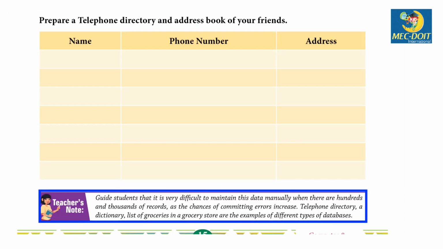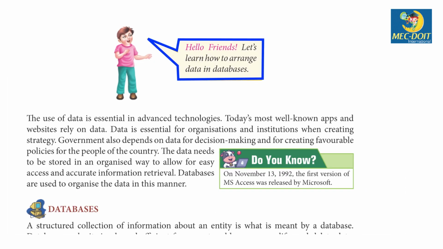Teacher's note: guide students that it is very difficult to maintain this data manually when there are hundreds and thousands of records, as the chances of committing error increase. A telephone directory, a dictionary, and a list of groceries in a grocery store are examples of different types of database. Hello friends, let's learn how to arrange data in database.